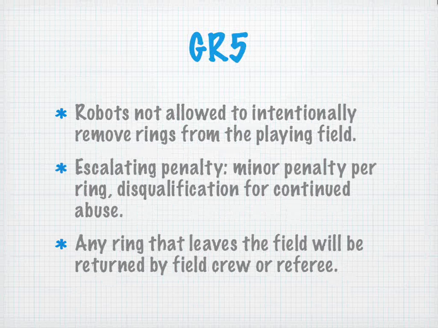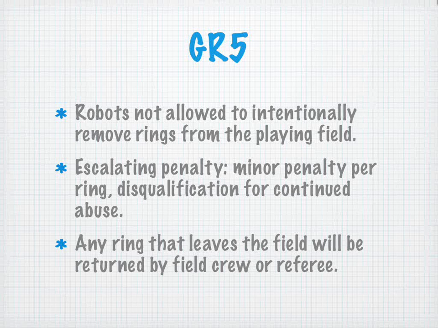Game restriction 5: robots are not allowed to intentionally remove rings from the playing field. Now, it might happen that a robot accidentally flings a ring or it falls off of an arm or something and falls out of the field. That's okay. But if they're intentionally removing the rings from the playing field, then they get a set of escalating penalties. They get a minor penalty, not a warning, the first time, if you determine that they're doing it intentionally, and then they get disqualified from the match if they continue to do that. So don't do that.